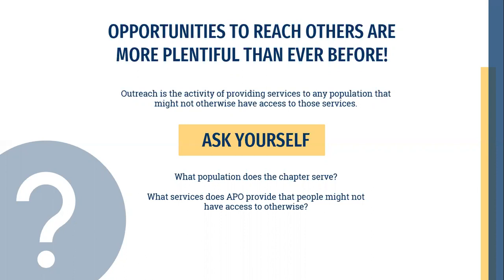Outreach is the activity of providing services to any population that may not otherwise have access to those services. For APO, that could mean a lot of things, and more specifically to your chapter, even more. That, of course, dives into leadership, friendship, service, but take it one step further and ask yourself first and foremost, what population does your chapter serve? You can certainly include active members in this conversation, potential new members, alumni, but even beyond that, when you think of your service programs, who are you serving? Take a second to reflect on that.